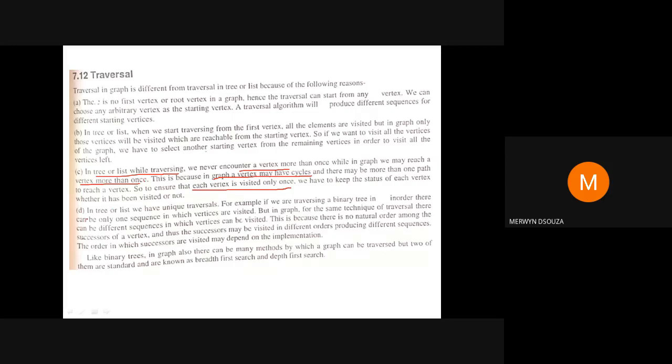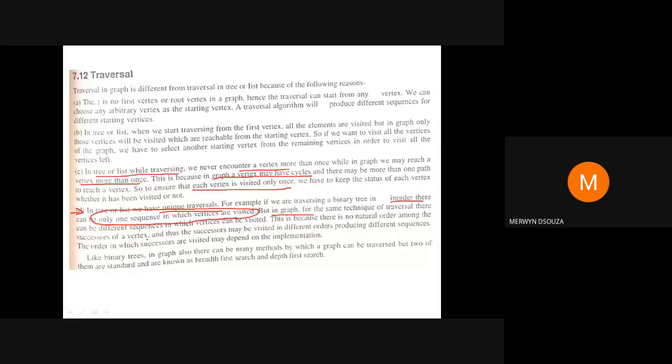Then, like we have already discussed, in a tree we have unique traversals, only one sequence of vertices. Suppose we are doing an in-order, pre-order or post-order traversal. You will always start from the root node and you will get the same answer every time you apply that traversal. You will not get a different answer. But in a graph, suppose you learn a method and you apply it, depending on which vertex you start from, you will get different sequences.